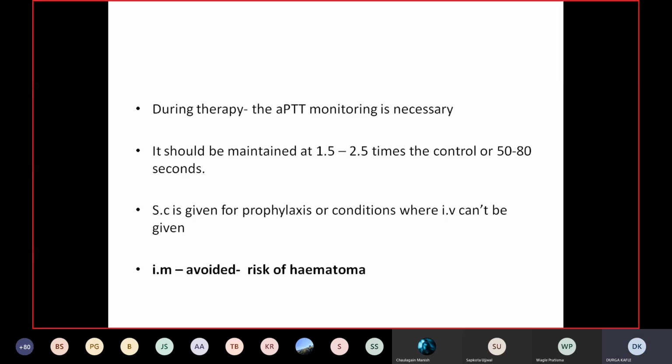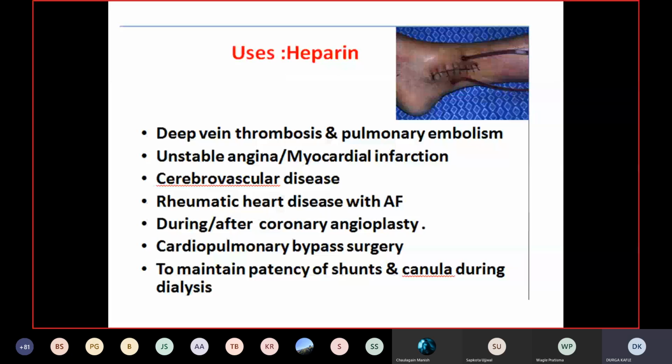Now, what are the uses of heparin? Heparin is commonly used in various thromboembolic conditions. When there is a chance of formation of a thrombus or embolus in our blood vessels, in that condition we can use heparin, like deep vein thrombosis, pulmonary embolism, unstable angina. In case of angina we have to give heparin to prevent myocardial infarction, or for the prophylaxis of myocardial infarction also. Or after the treatment of myocardial infarction, we can continue with heparin to prevent reinfarction.